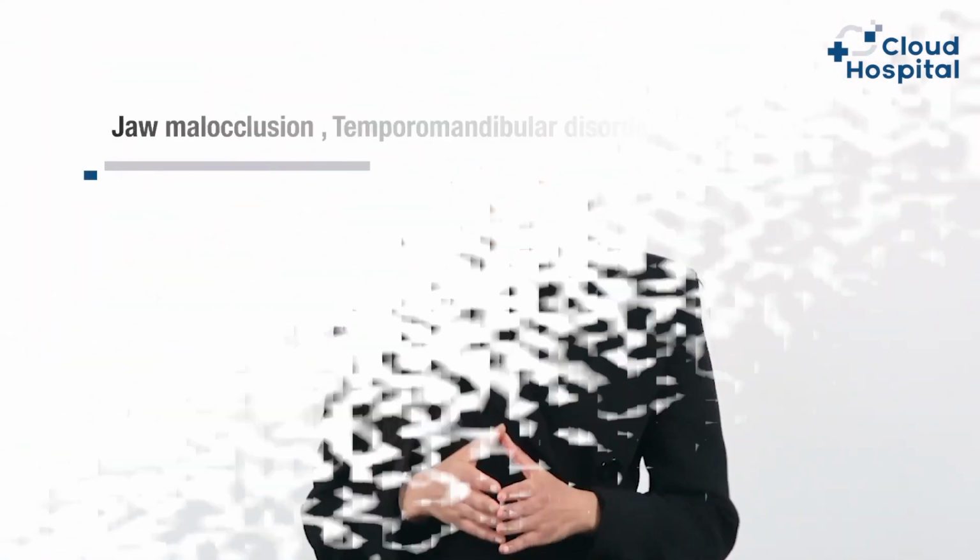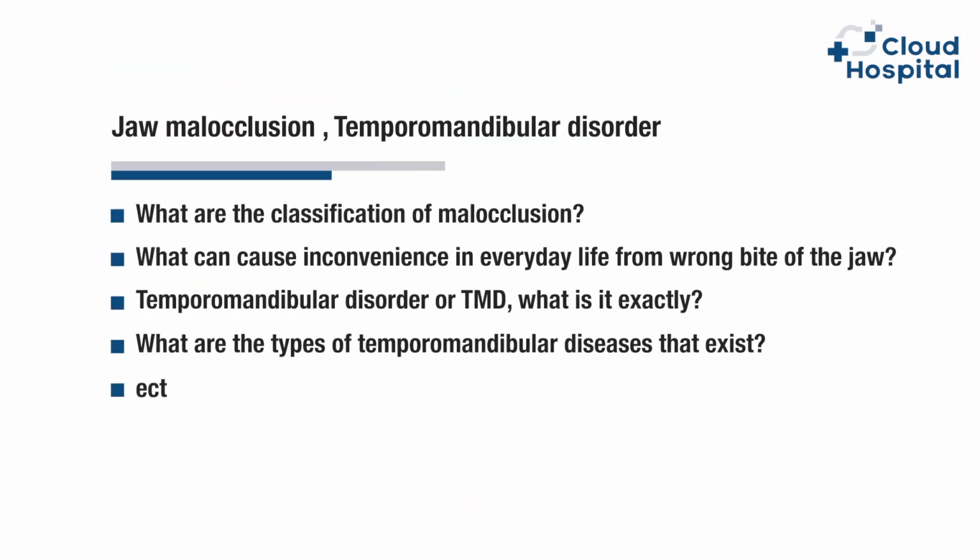Any problem that prevents the complex system of muscle, bones, and joints from working together in harmony may result in temporomandibular disorder. During this video, we will talk about some diseases related to the mouth and teeth, such as jaw malocclusion and temporomandibular disorder. And you will be able to understand everything related to these diseases and how they can be diagnosed and treated. Our role today is to answer most of your questions regarding jaw malocclusion and temporomandibular disorder.